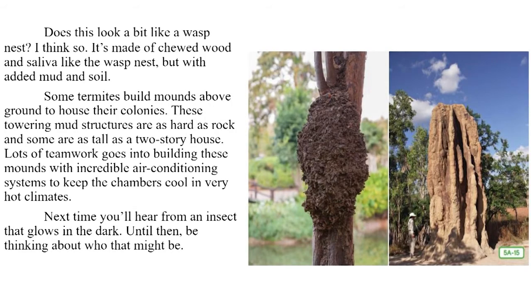Does this look a bit like a wasp nest? I think so. It's made of chewed wood and saliva like the wasp nest, but with added mud and soil. Some termites build mounds above ground to house their colonies. These towering mud structures are as hard as rock, and some are as tall as a two-story house.